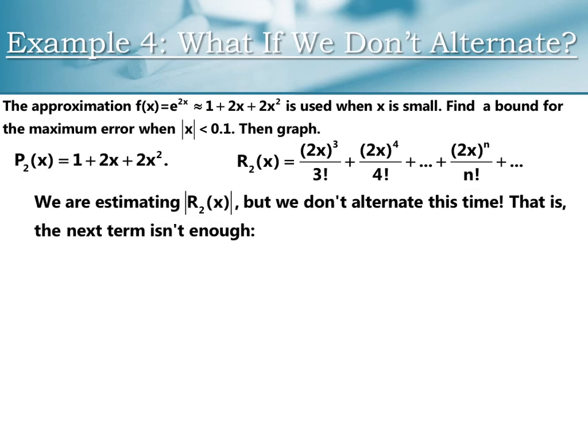But remember, we're trying to estimate the magnitude of R2 of x. We're trying to estimate how big this truncation error is at our particular x values. Since we don't alternate, we kind of lose the ability to use the alternating series remainder estimate theorem.